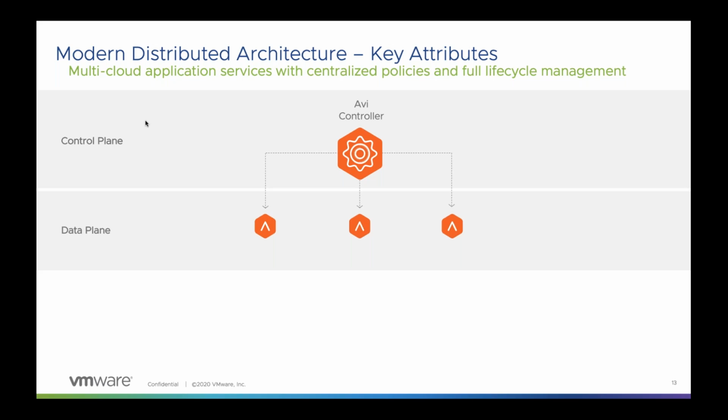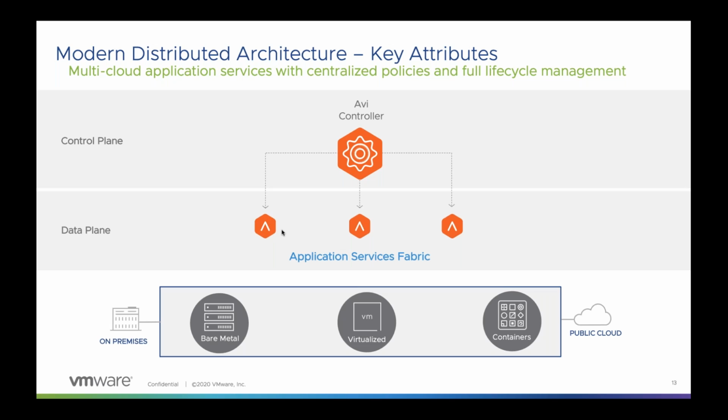AVI has a modern distributed architecture. There is a centralized AVI controller, which is the brains of the product. And then the actual load balancing traffic is handled by the service engines sitting in the data plane. Since this is software, it can be deployed anywhere, right from a bare metal x86 box or as a VM in a VMware environment, or even as containers or in public cloud.